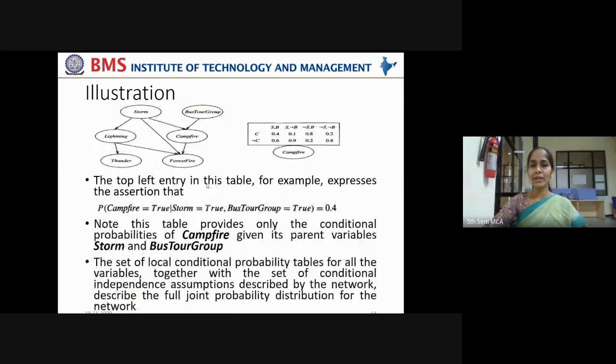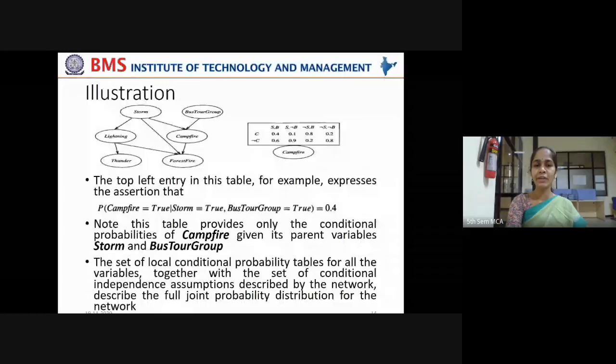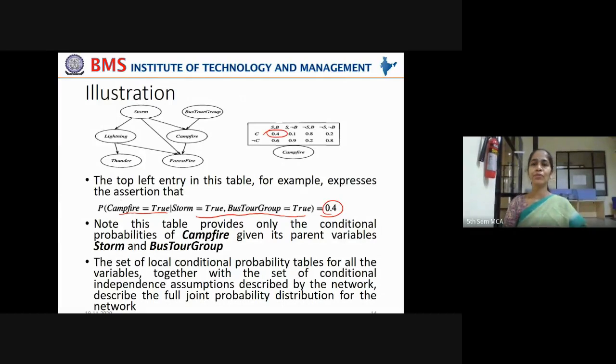So the top left entry in this table, for example, expresses the assertion that, what is the assertion? Probability of campfire becoming true, setting up a campfire, given storm true and bus tour group true. What is the probability? 0.4. That is how you can write. It is more clear for you. Note this table provides only the conditional probabilities of campfire given its parent variables storm and bus tour group.